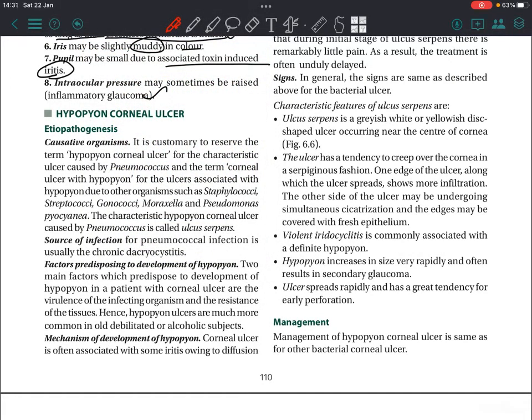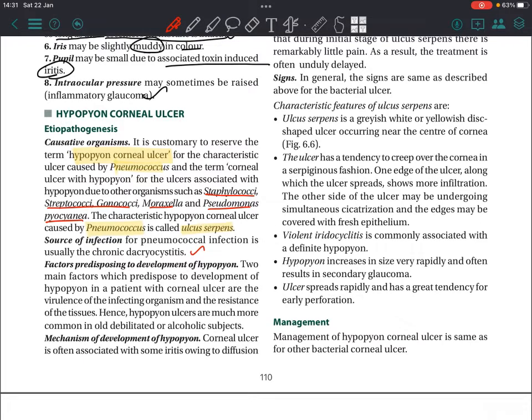Etiology, causative organism. It is customary to reserve the term hypopyon corneal ulcer for the characteristic ulcer caused by pneumococcus, and the term corneal ulcer with hypopyon for the ulcers associated with hypopyon due to other organisms such as Staphylococcus, Gonococcus, Moraxella, and Pseudomonas pyocyanea. The characteristic hypopyon corneal ulcer caused by pneumococcus is called ulcer serpens. The source of infection for pneumococcal infection is usually chronic dacryocystitis.